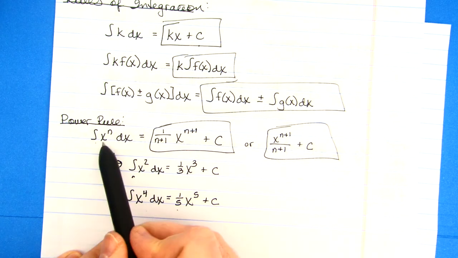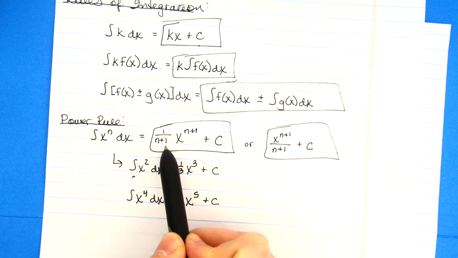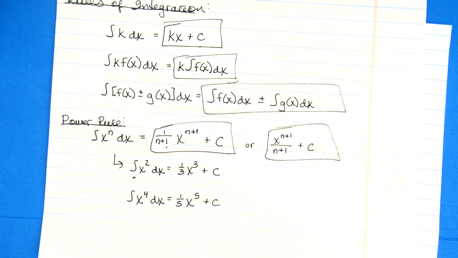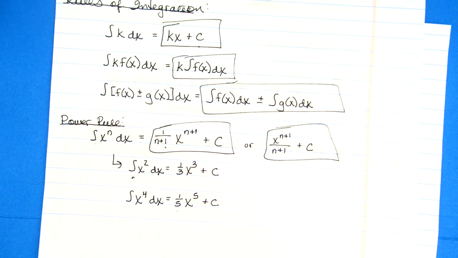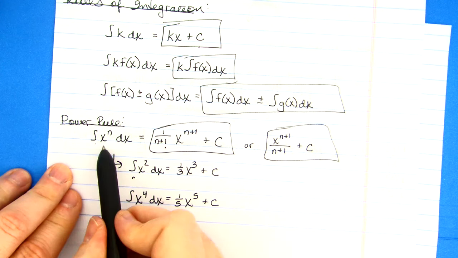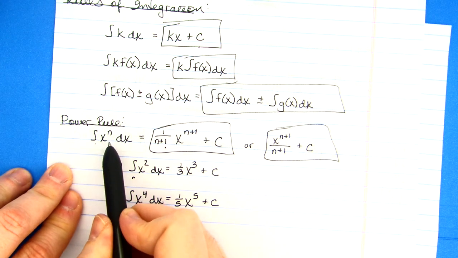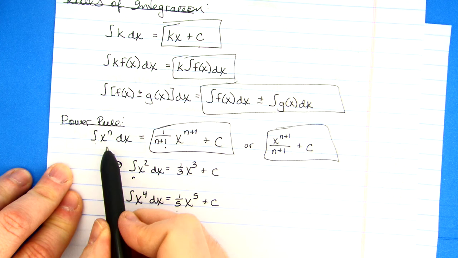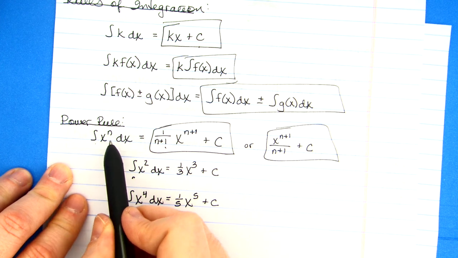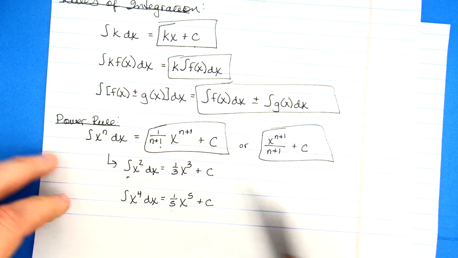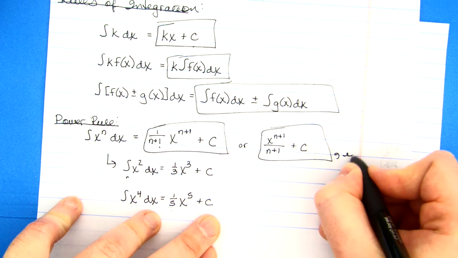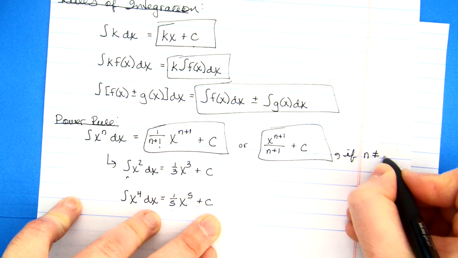Our power rule says to integrate x to the n, we add 1 to the power, we divide by the new power. However, there is one power this isn't going to work for. Any idea what power this won't work for? I'm not going to be able to use this power rule if my power is negative 1, so integrating 1 over x. Because if you add 1 to the power, you get negative 1 plus 1, that's 0, x to the 0, that's totally good. But then you'd be dividing by 1 over 0, that's going to be an issue. This power rule only works if n does not equal negative 1.